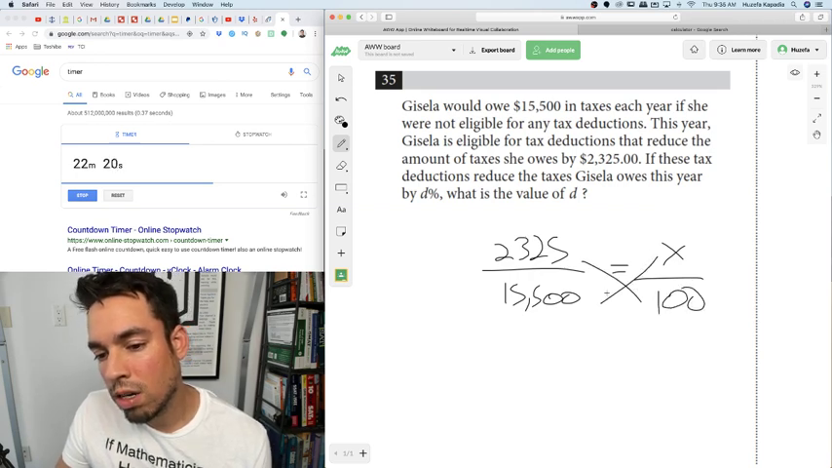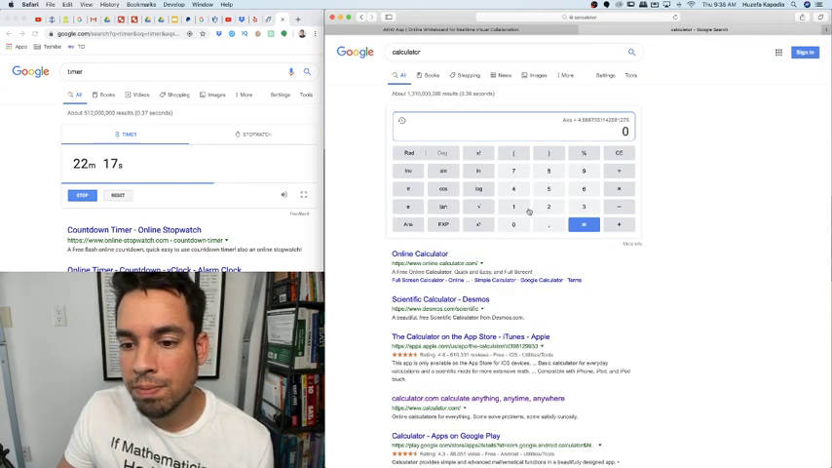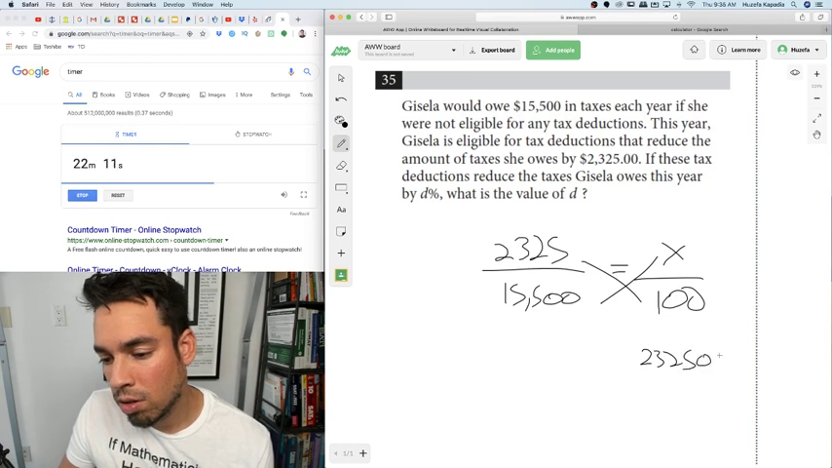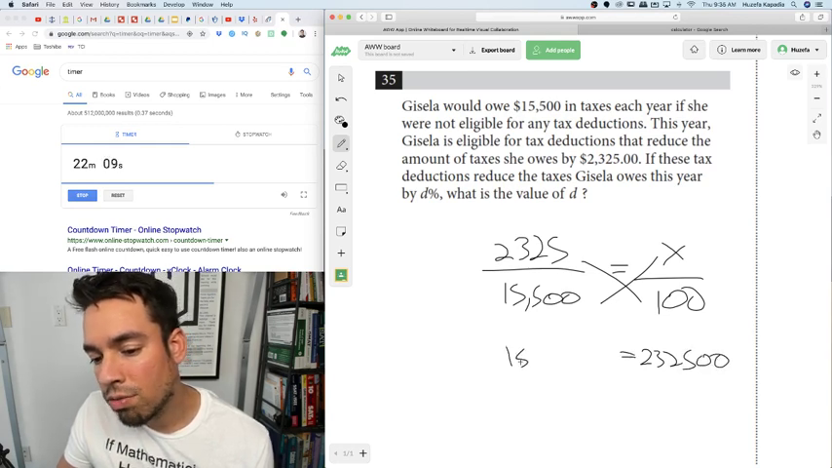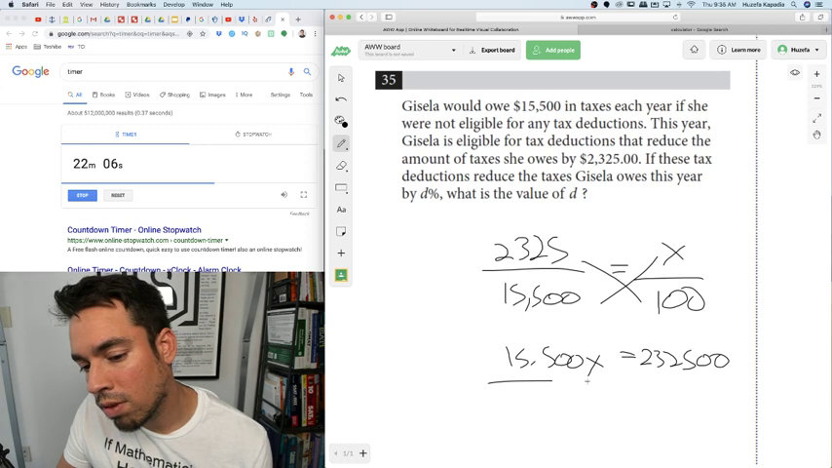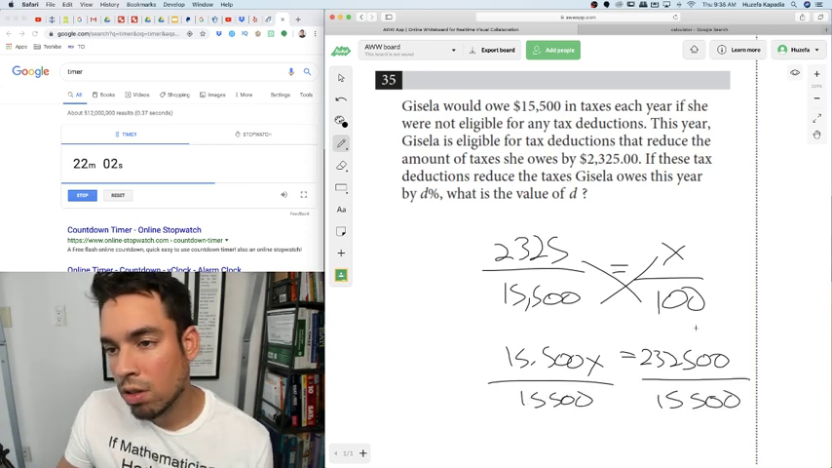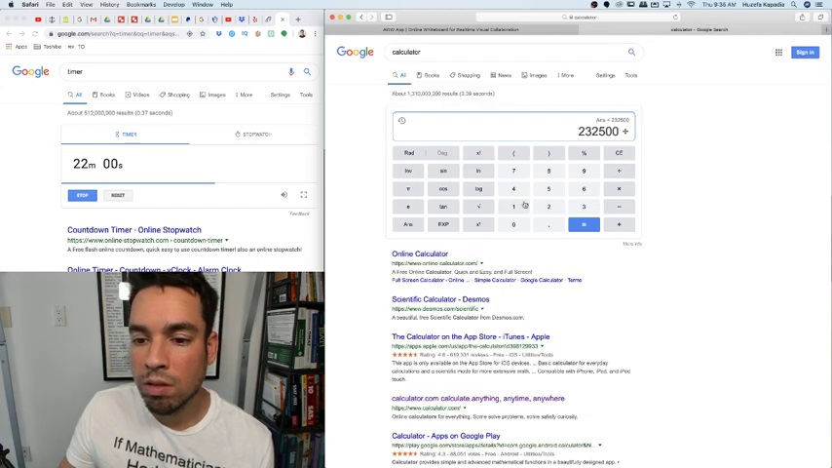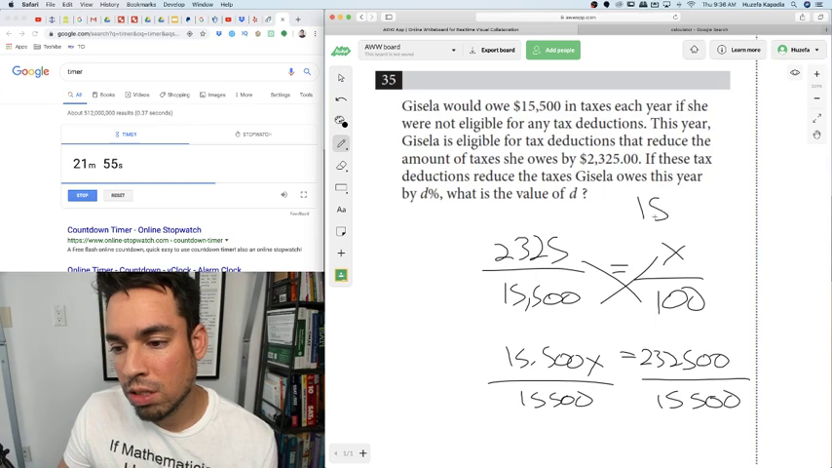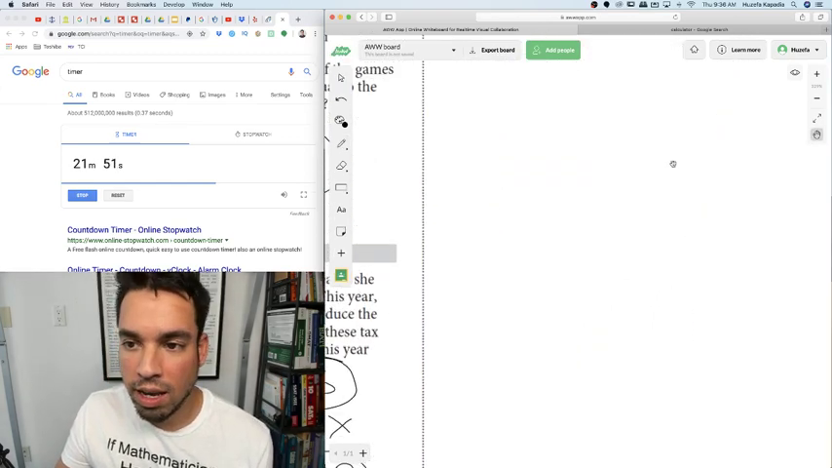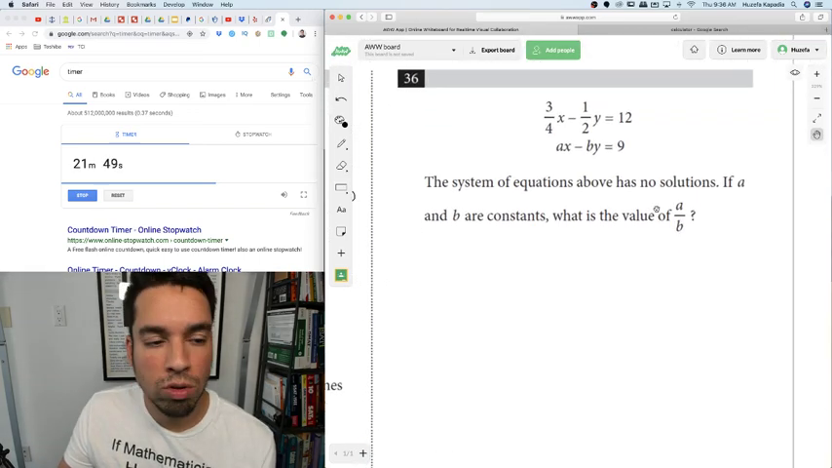So let's cross multiply. 100 times 2325 equals that. Just add 2 zeros. And then 15,500x. Then we divide by 15,500, and we get our answer: 15. So it's a 15% tax deduction. You don't enter the percentage sign ever. I mean, you can't. Okay, next, 3 questions left.